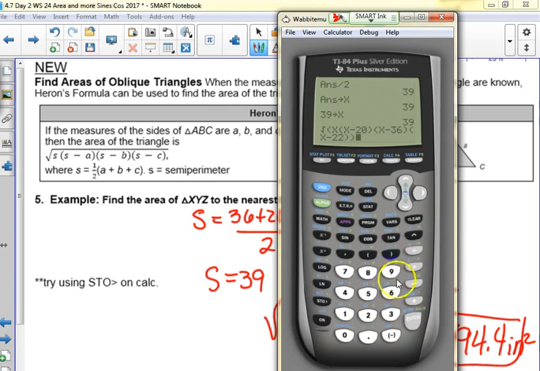And I could close the last parenthesis around the whole thing if you wanted. I got 194.4. Did you get it? So I didn't have to keep typing the 39. It's not that big a deal when it's 39, but what if the semi-perimeter is 27.83? That sounds like a pain in the neck to keep typing, right? So you can store it if you want.